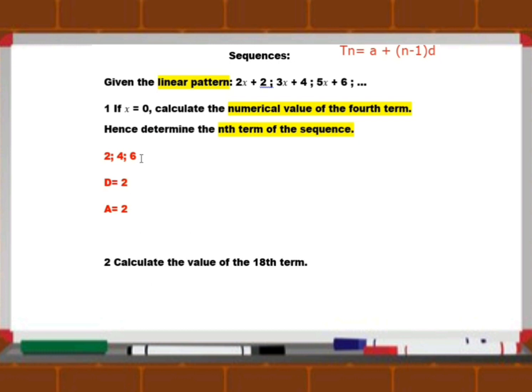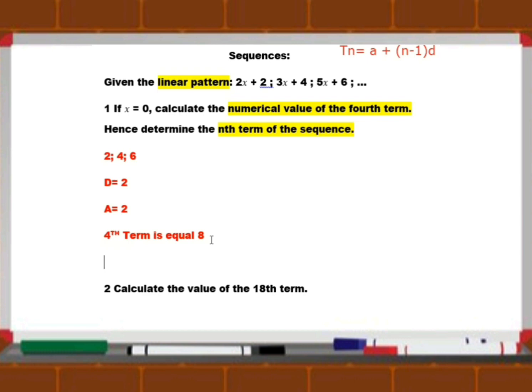Our numeric value for the fourth term. The fourth term is equal to 8, because essentially, you just say 6 plus 2, that's 8. And then how do you determine the nth term? You can use the formula and substitute until you get the final answer. But we know that essentially the answer is 2n, right?